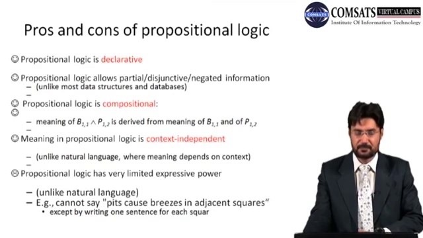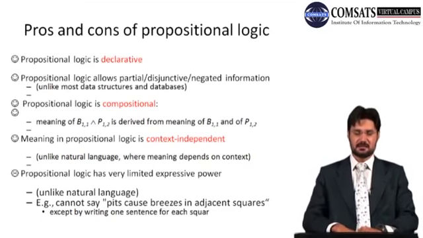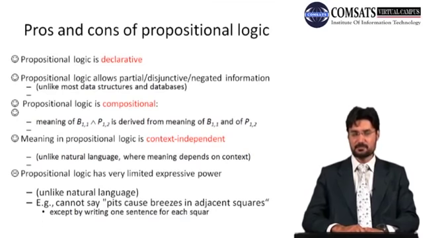If there is a breeze in one room, then there is a pit in 1-2. So we can take this meaning just by understanding the basic knowledge. If we have this knowledge that there is a breeze in 1-1, so there is a possibility that there is a pit in 1-2. So that's why we can combine this. So we can make compositional sentences.